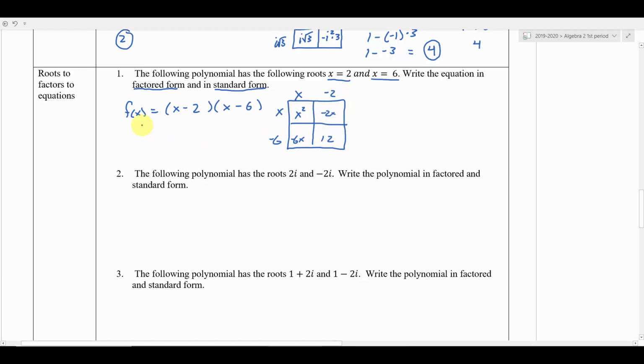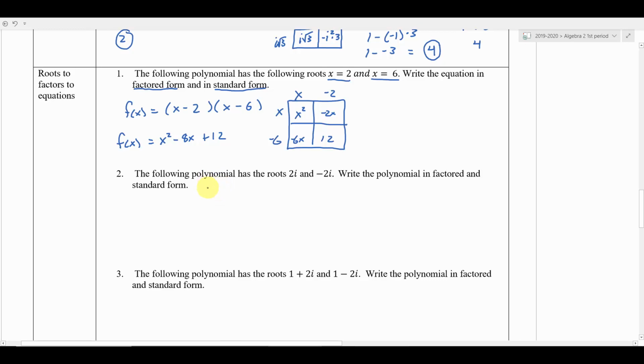And then I'll just add these together. If I'm trying to build my polynomial in standard form, I've got x squared, and then when I add the negative 2x and the negative 6x, I get minus 8x, and then I have a plus 12. So there's my polynomial in factored form. Here's my polynomial in standard form. They both represent the same parabola. They're just written in different forms.